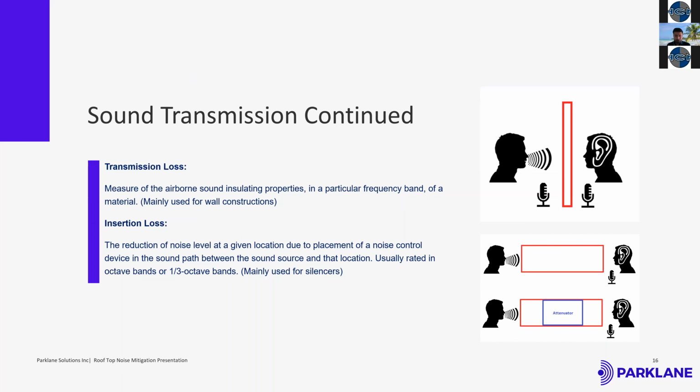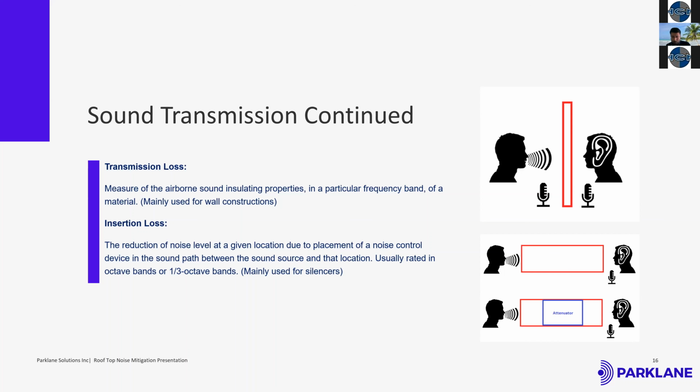Let's look at this illustration, for instance, where we have a source, a person talking, and the receiver, which is a person listening, with a wall in between them, but there are microphones on each end. So the reduction is really what you measure on the source end minus what you measure on the receiver end. That's a transmission loss.